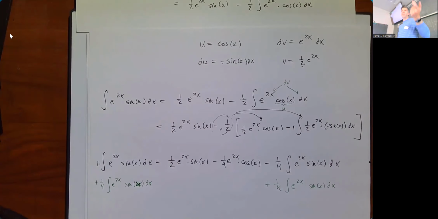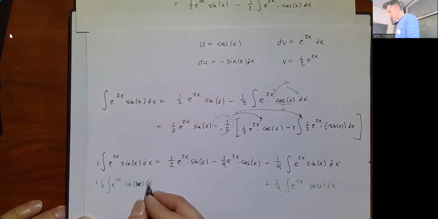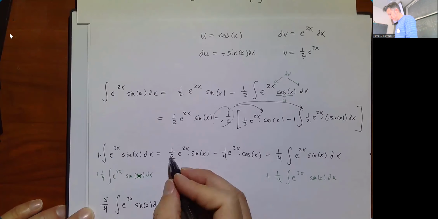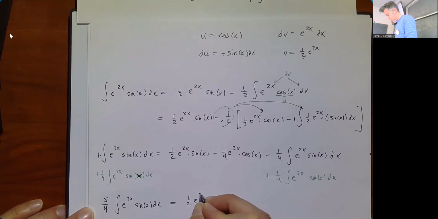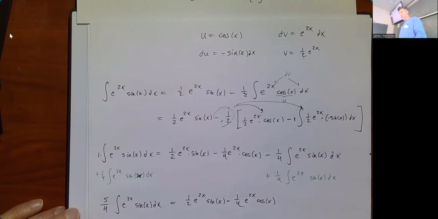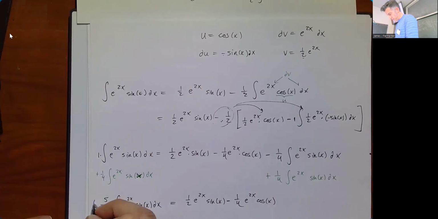What's 1 of something plus 1/4 of something? I mean, you could just literally say 1 and 1/4 or 1.25, but I would prefer to use the fraction 5/4. So when I add these two integrals together, I get 5/4 of the integral of e to the 2x times sine of x dx. And that's equal to just this, 1/2 e to the 2x sine of x minus 1/4 e to the 2x cosine of x. And then to get rid of the 5/4, I multiply both sides by 4/5.